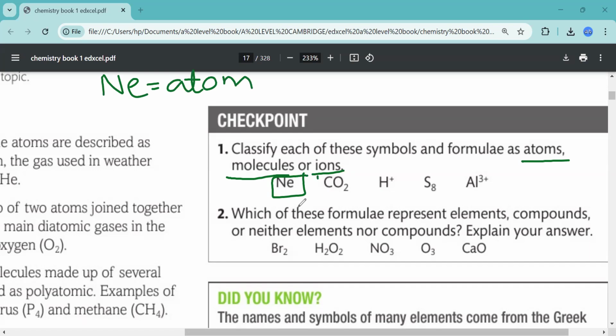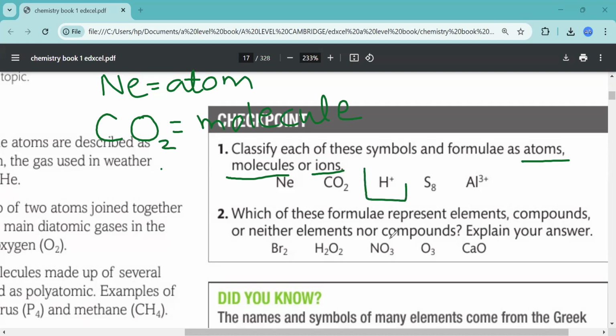Now the second thing, CO2. I need to look at the way they write this. C is capital, O is capital. Both of them are capital. So C represents carbon, O represents oxygen. There are two different atoms and they are chemically joined together. We will consider them as a molecule. We are not going to label them as an ion, because look at the top, there is no charge. So it's just a molecule.